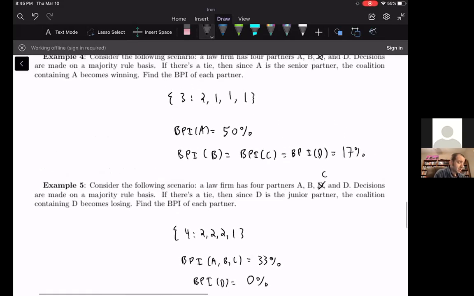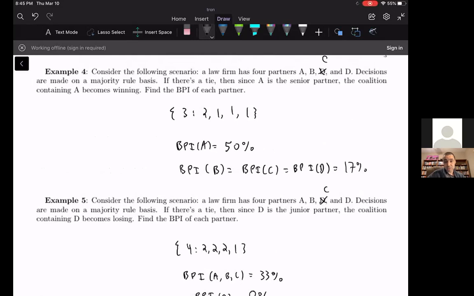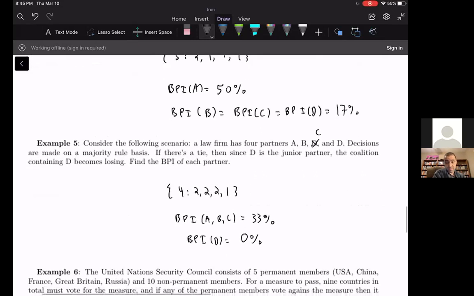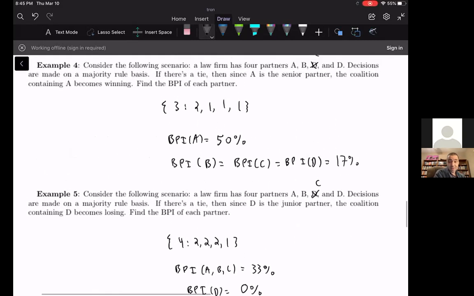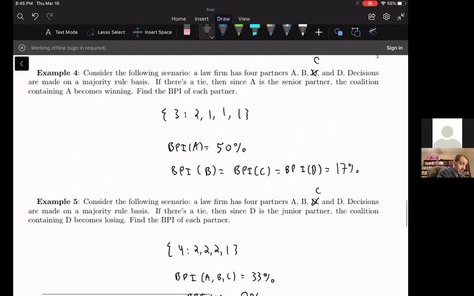So at least up here, the junior partner's opinion matters sometimes, and he had some power. But down here, the junior partner's opinion matters not at all. So these are definitely not the same weighted voting systems. If D has a say in things, he should really root for this. Right? That's good for D. This is bad for D.